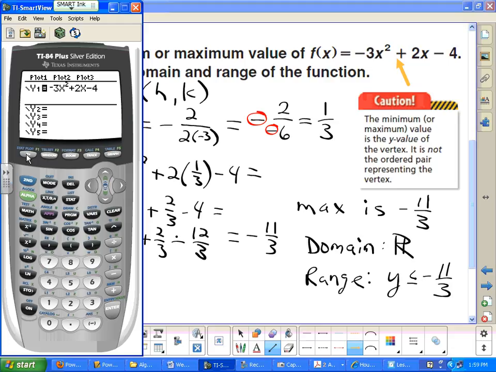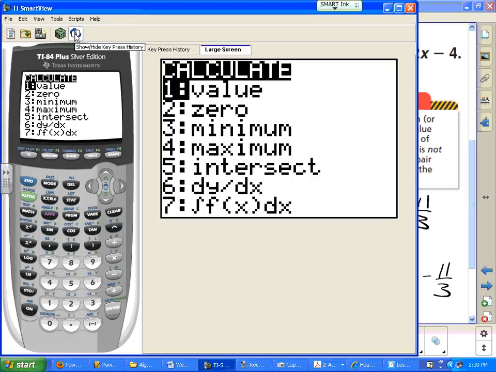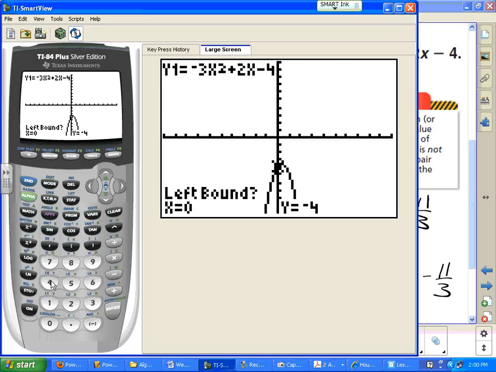All right. Now, will my calculator find the max or min for me? Where's that at? Calc. So how do I get to calc? Second trace, right? All right? So if I go to second trace, oh, look at that. There's a minimum and there's a maximum there. All right, so we're looking for the maximum in this case. So if I press number 4, all right, okay.